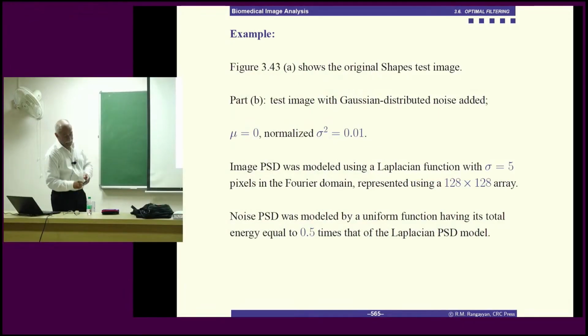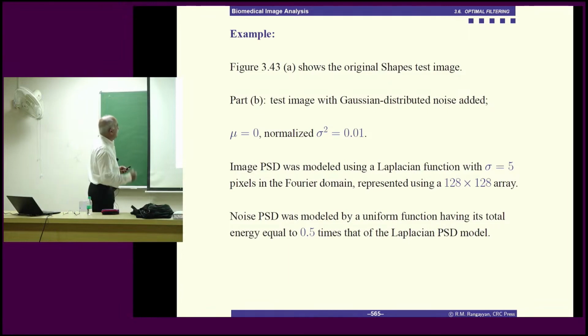So here is an example. The test image is one of those shapes images. We added Gaussian distributed noise. The image PSD is a little difficult to model. I modeled it with a Laplacian function with sigma equal to 5 in the PSD, the power spectral density in the Fourier domain. And noise was modeled by a uniform function.